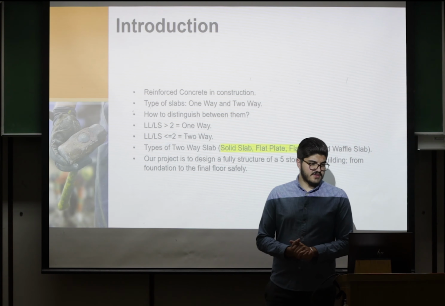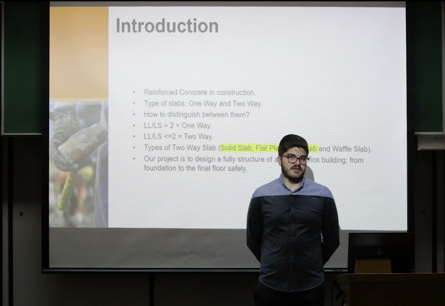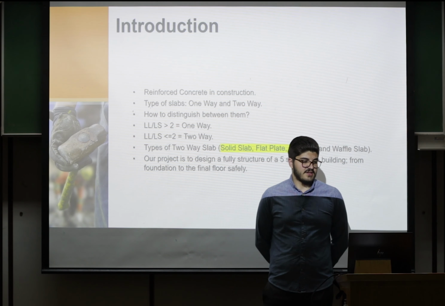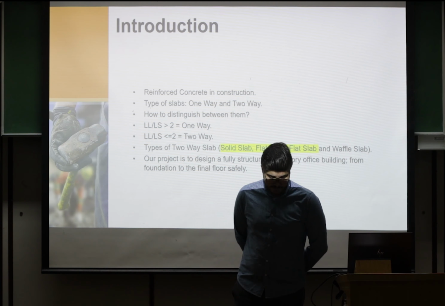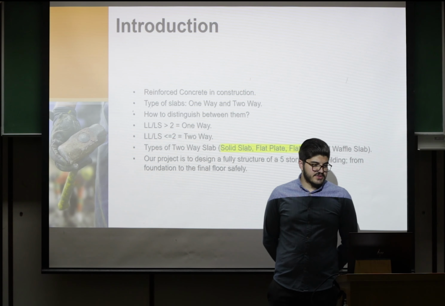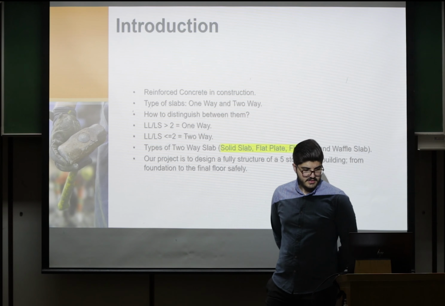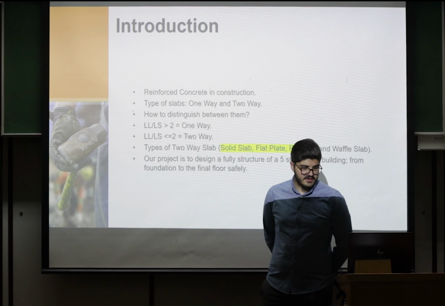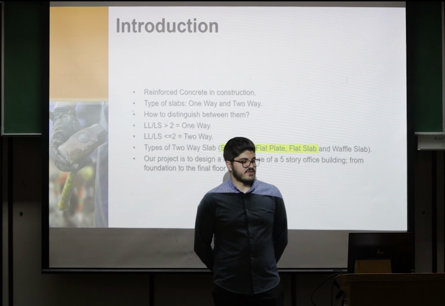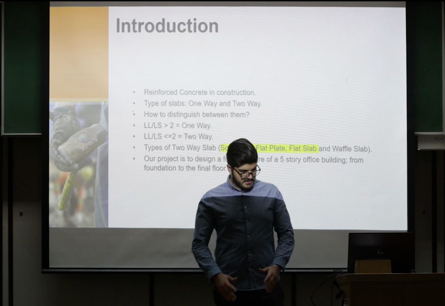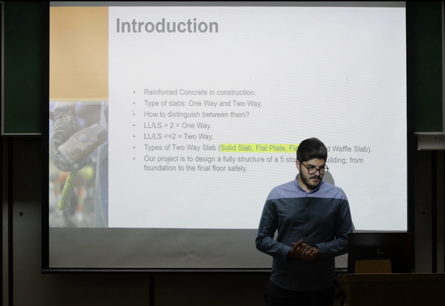So we have types of slabs. We have one-way or two-way. The one-way we can find by long over short. If it is less than 2, it will be one-way, or greater than 2, it will be two-way. Going by the types of two-way slabs, we have the solid slab, flat plate, and flat slab. Then we have the waffle slab, which we didn't study, but we studied the first three.